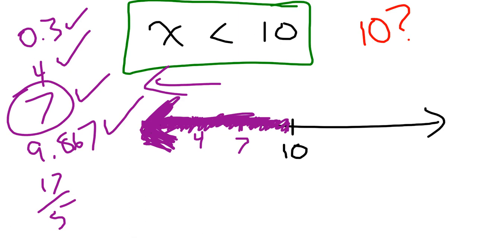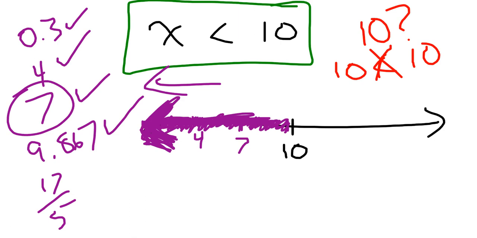In this case, 10 is not a part of the solution because 10 is not actually less than 10. If it were an "or equal to," then it would work. So what we're going to do is find a way of showing that this arrow will cover every number as close to 10 as we could possibly want it to be on the left-hand side of the number line without actually covering 10.